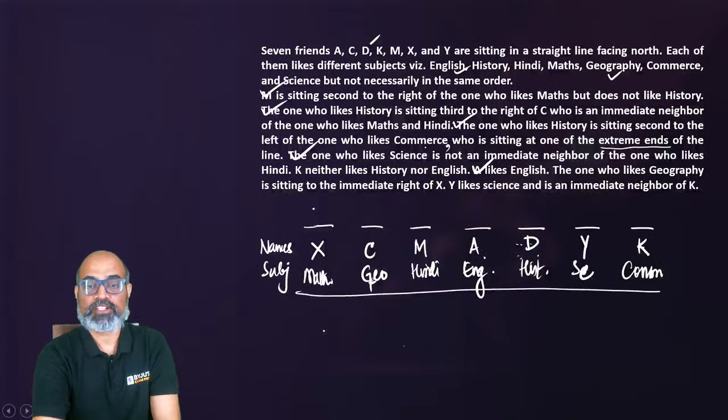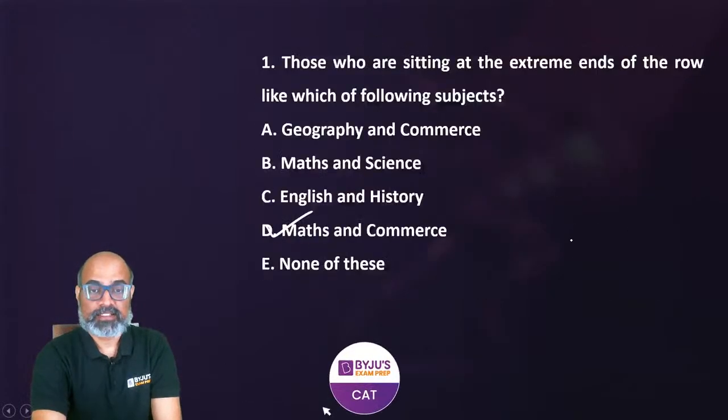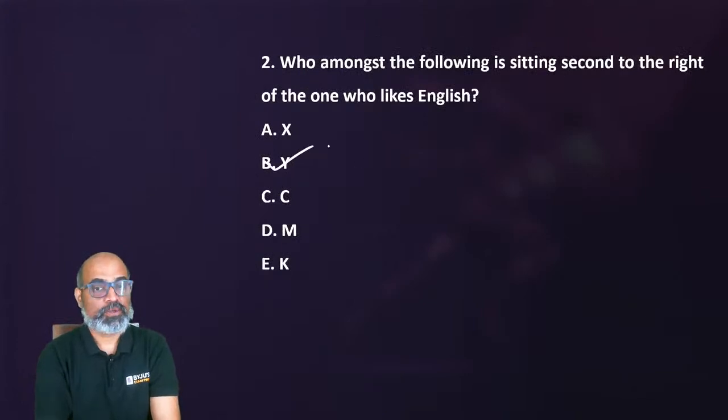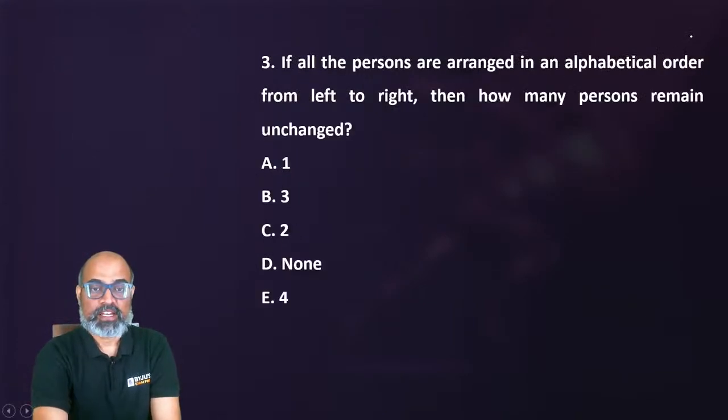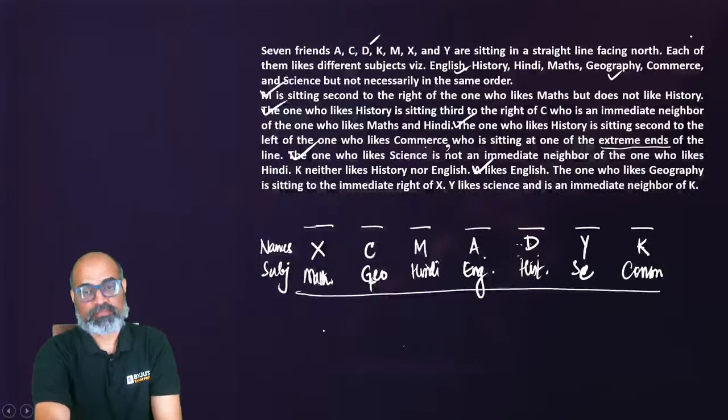So let's go to English. Second to the right of English is Y, who likes science. So it's going to be Y, who likes science. If all the persons are arranged in alphabetical order from left to right, then how many persons remain unchanged? So let's arrange them in alphabetical order.